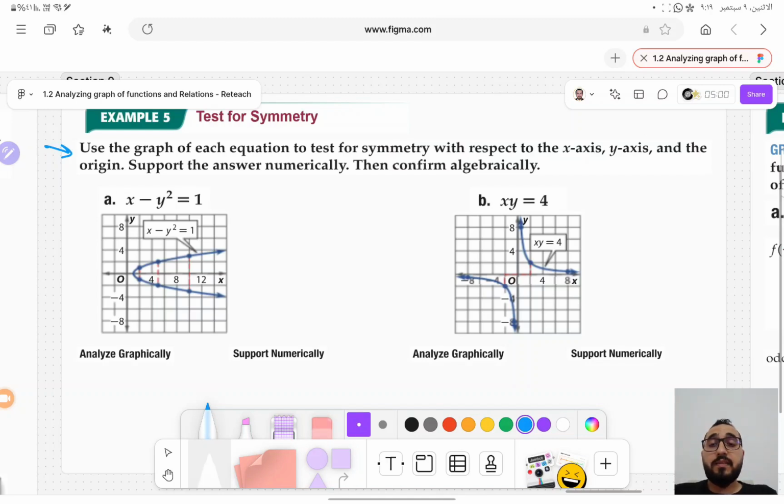So we need to test this graph is symmetrical with respect to what? X or y or origin. Support the answer numerically, then confirm algebraically. Okay.